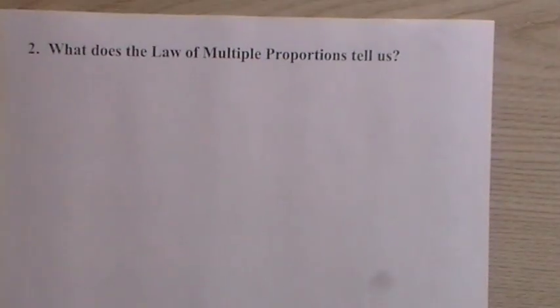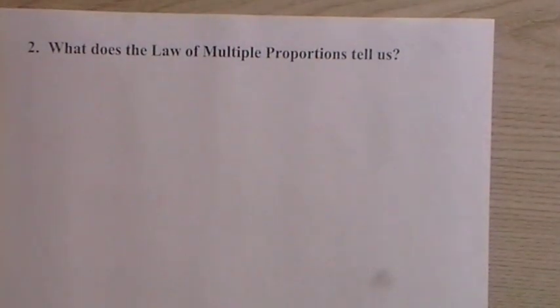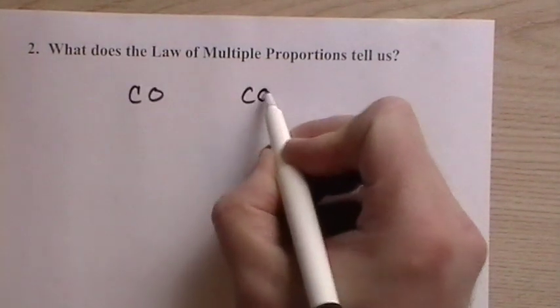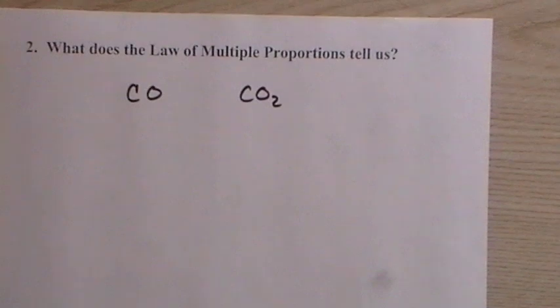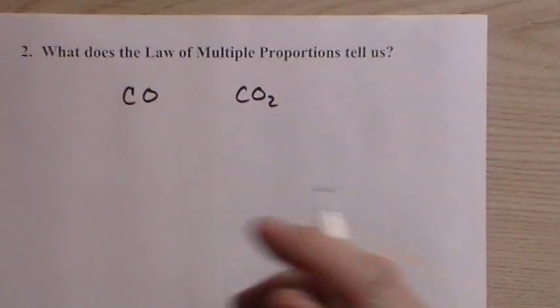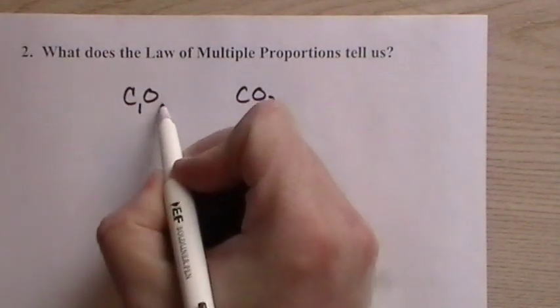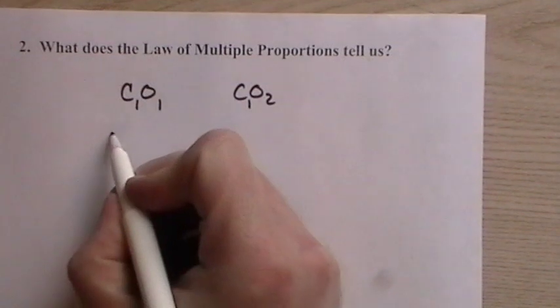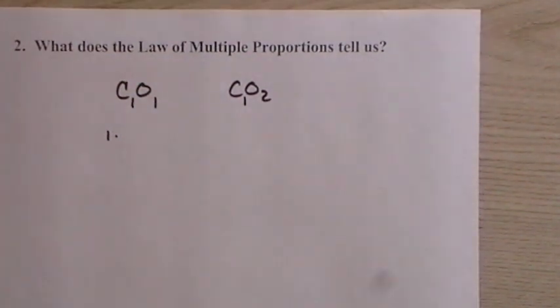What does the law of multiple proportions tell us? Well, if we have 2 compounds made up of the same 2 elements, there can be more than 2, but we'll just deal with 2 here. So it's 1 to 1 and 1 to 2. That their masses will be in ratios of small integers.